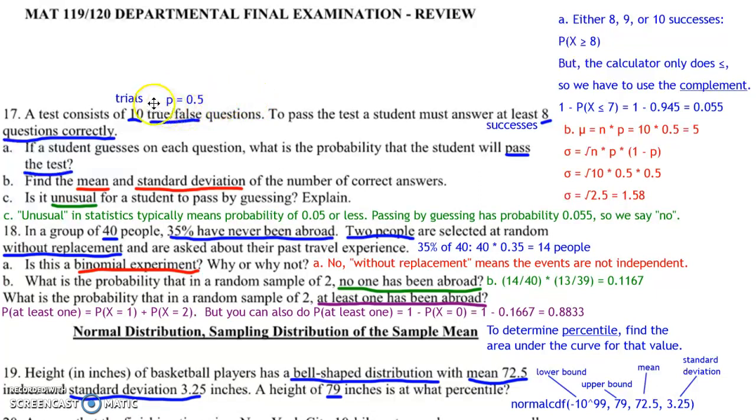A test has 10 true-false questions. The probability of getting a true-false question is 0.5. That should make perfect sense to you. 10 trials. 8 successes. That's what we're looking for. At least 8. So either 8, 9, or 10.